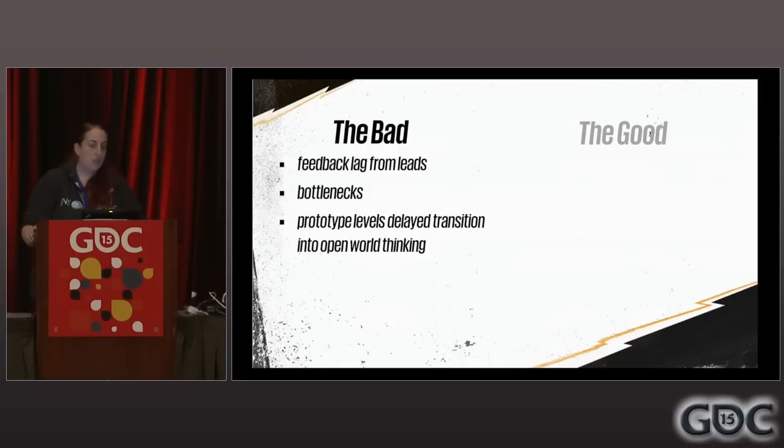Next, during that first bottleneck, when we're waiting for the geometry to be built, something we did, which we normally do, is create prototype levels. And in my opinion, prototype levels delayed our transition into open world thinking as designers. Because when you're creating a prototype level to prototype your system, you're only worried about your system. So you're creating this environment that works for a single use. But we're actually making a game where an environment needs to have multiple uses. So we had some problems from that, creating these single-use environments.